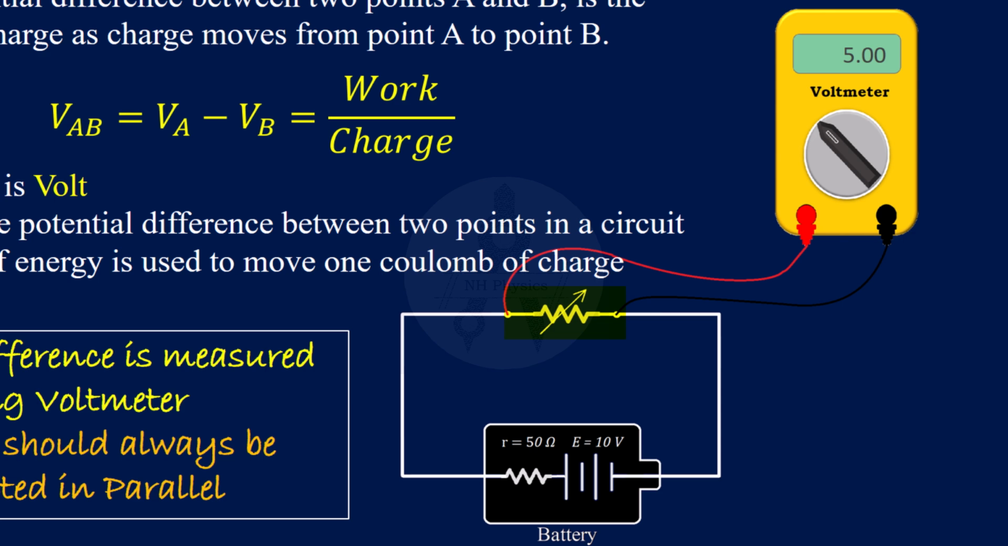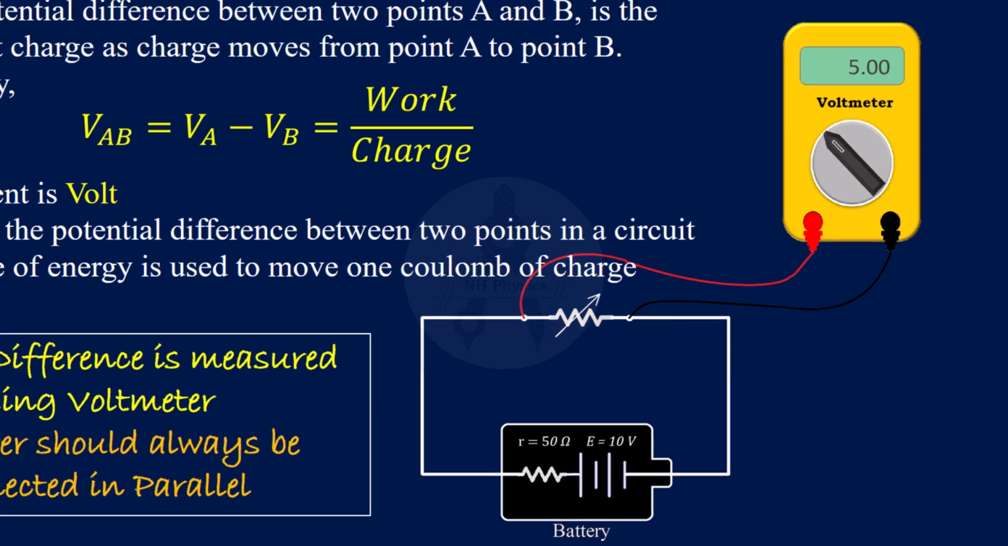Let's solve it together. It's actually very simple. Inside the battery, there is an internal resistance of 50 ohms, and the EMF, electromotive force, of the battery is 10 volts. Now this 10 volts gets divided between the internal resistance and the variable resistor. We see that the voltmeter shows 5 volts across the variable resistor, and the remaining 5 volts must be across the internal resistance. So, according to the voltage divider rule, both resistors are dropping the same voltage, 5V each. This means the variable resistor must have the same resistance as the internal one, which is 50 ohms.